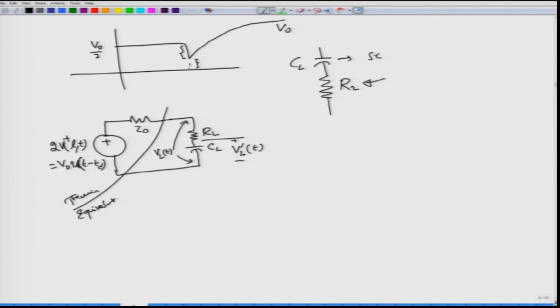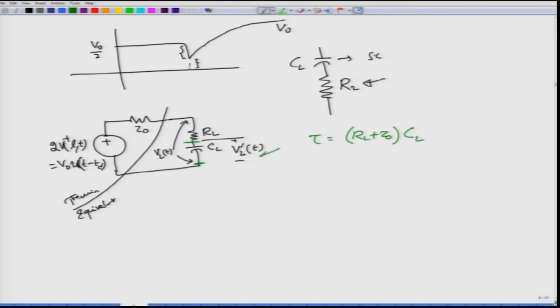What would be the nature of VL prime of t? We can see that if I find out what is the charging time tau, I can see that the time constant tau must become RL plus Z0. How do I find the time constant? I take the source and short it to 0. So disconnect these terminals here in green and then find out the total resistance in the circuit. That would be RL plus Z0. So that is the equivalent R, and there will be a CL which corresponds to the total time constant of RL plus Z0 into CL.